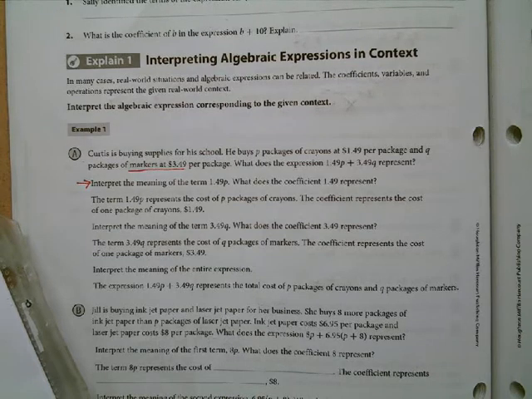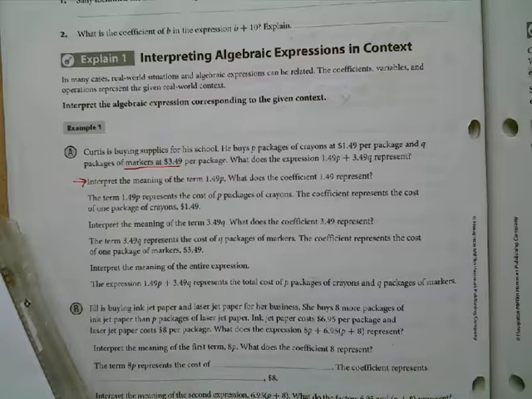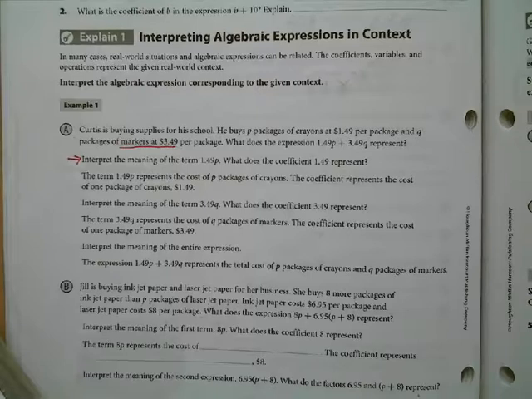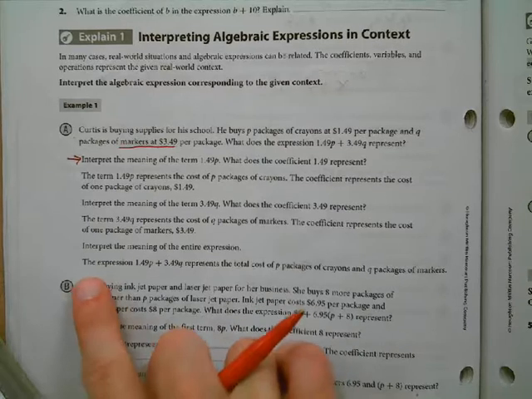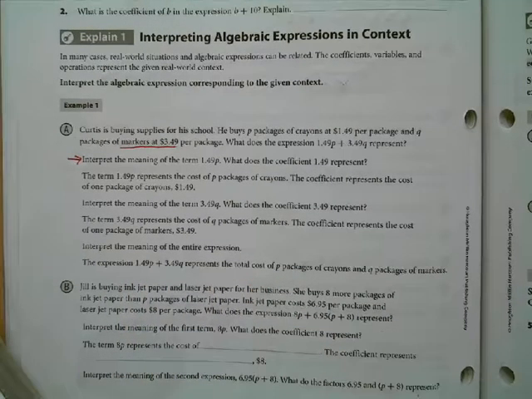All right. Maybe I'm making this too hard. I'm not sure. Let's maybe skip to some problems here and see what we can come up with. Maybe there's too many steps that we're taking here. Let's skip to number 3. George is buying watermelons and pineapples to make fruit salad. He buys w watermelons at $4.49 each and p pineapples at $5 each. What does the expression 4.49w plus 5p represent?